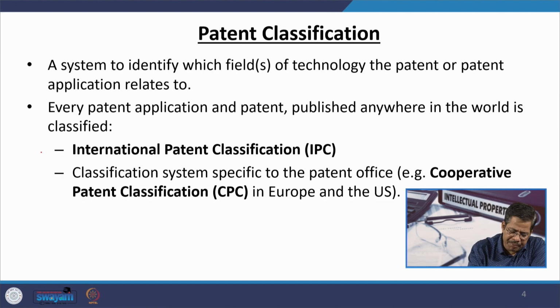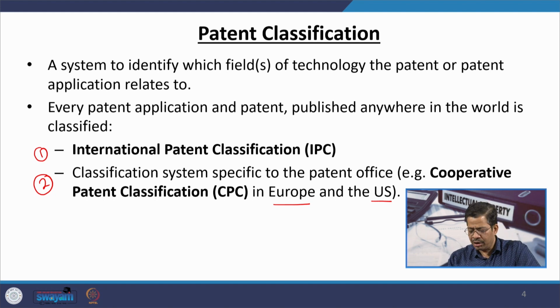Now, two very popular systems you will see. One is this IPC, which we are going to discuss in detail, but since the United States and Europe are again two very important contributors to the IP regime, they have also developed one more classification system, that is the Cooperative Patent Classification System. So, you will see that patents will have two types of numbers given to them, one under the IPC series, another under the CPC series. Every patent will have one IPC classification and another classification under this CPC.